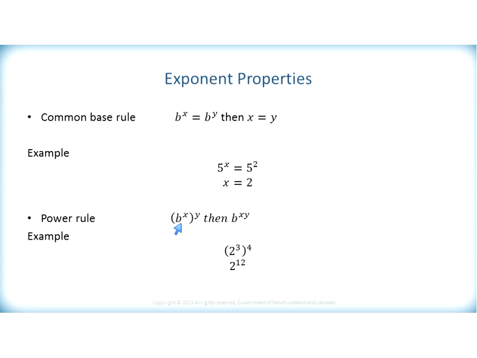There's a power rule for what we called in grade 9 powers of powers. So b to the power of x, all to the power of y, then we would multiply x times y. For example, 2 to the power of 3, all to the power of 4. We multiply 3 times 4, which would give us 2 to the power of 12.